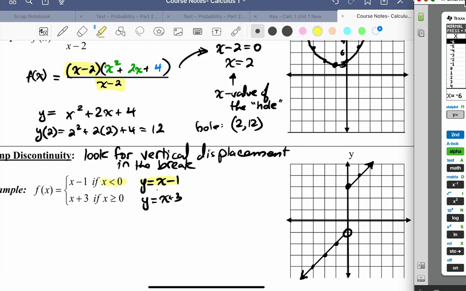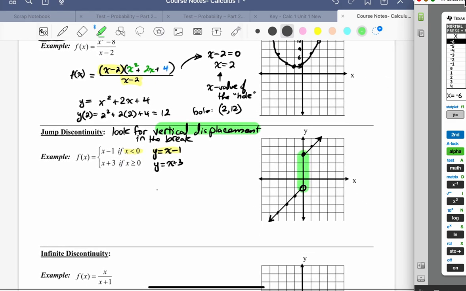So when I say vertical displacement, it's generally on the same x value, yeah. It doesn't have to be. If there's a break that's both vertical and horizontal, so displaced vertically and horizontally, we tend to call that a gap. But in terms of the vocabulary, it's not that big of a deal in this course.